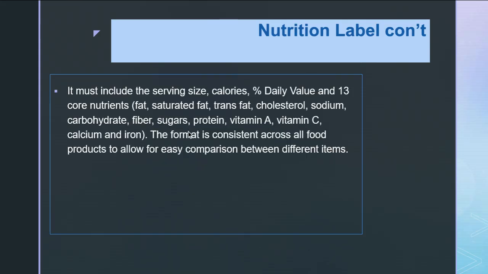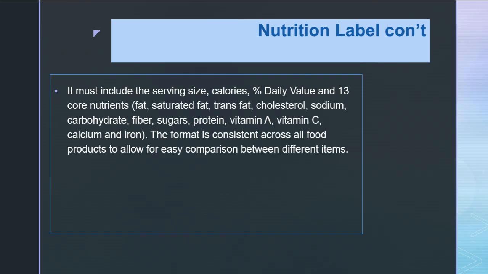So when we look at the label, it has to include serving size, calories, the percentage daily value, okay? So for each of our 3 macronutrients, plus our vitamins and minerals as well, the percentage of each of those that you're obtaining from that particular food. The 13 core nutrients, okay, so fat, saturated fat, trans fats, cholesterol, sodium, carbohydrate, fiber, sugars, protein, vitamin A, C, calcium, and iron. Okay, so quite a list that they have to comment on. And the format is consistent across all food products to allow for easy comparison between different items.